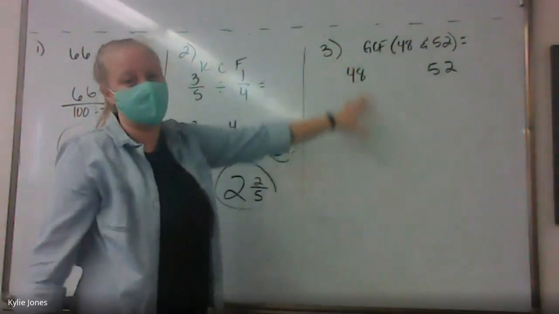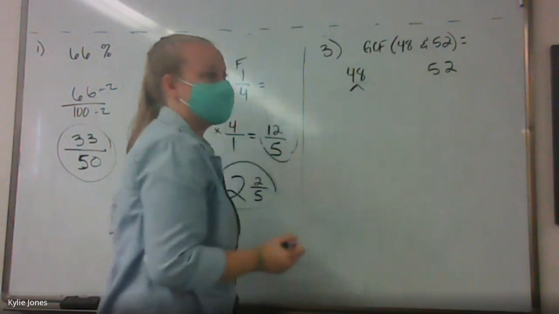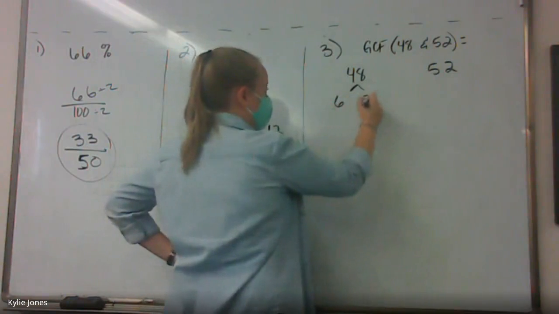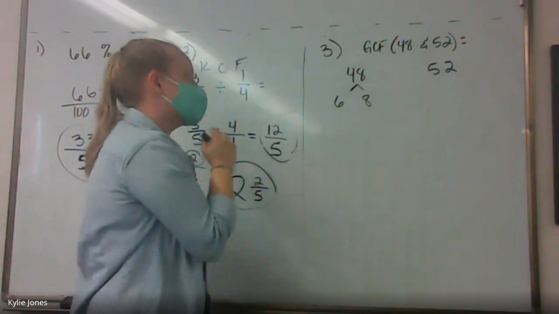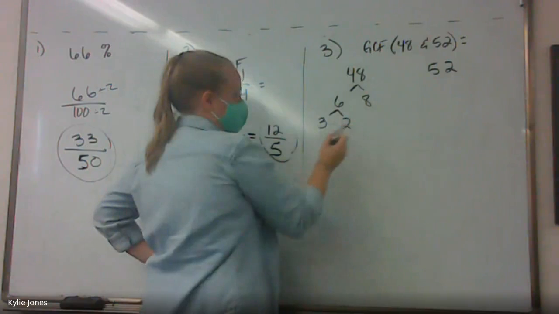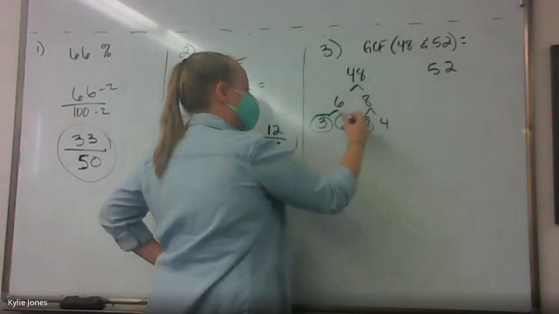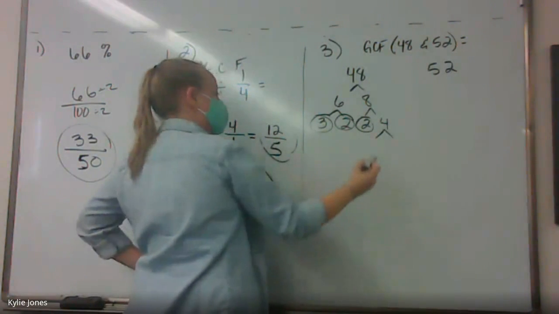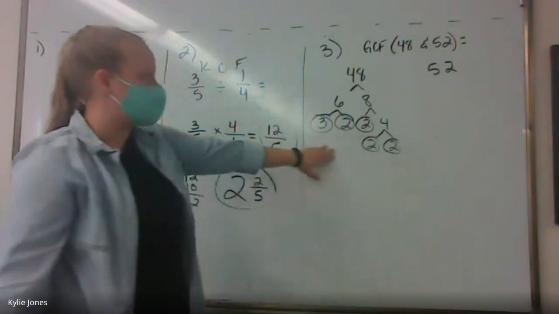First thing we need to do is do our factor trees for both. So what numbers multiply to 48? 6 and 8. 6 times 8. Are either of them prime? No, they're not prime numbers. So we need to see what goes into 6 now. 3 and 2. Are they prime? Both of them. So we can circle both. What about 8? What multiplies to 8? 4 and 2. What goes into 4? 2 and 2. All right, so there's our factor tree for the first one.